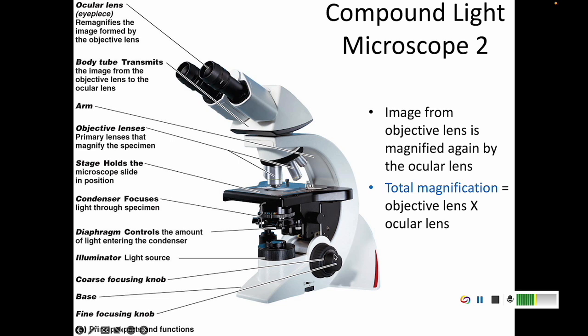And that gives you a little bit more careful control of how quickly the stage is moving up and down, so that you don't accidentally just pass right over your sample. So once you see something with your coarse focusing knob on your 4X, then you focus it with your fine focusing knob with your 4X objective. And then as you increase your objectives, you're only going to use the fine focusing knob.